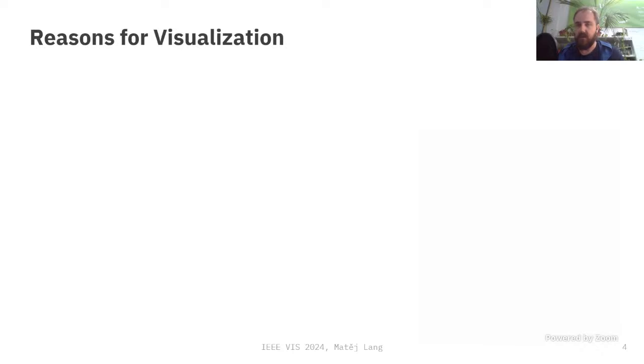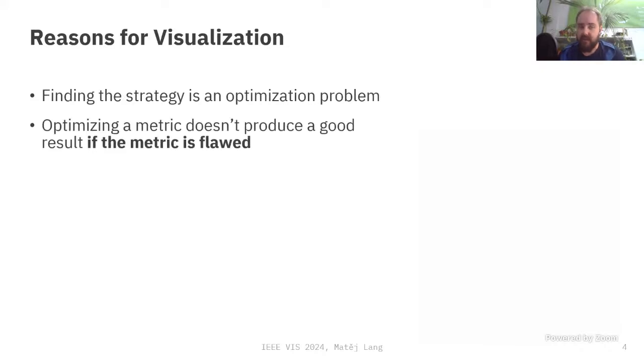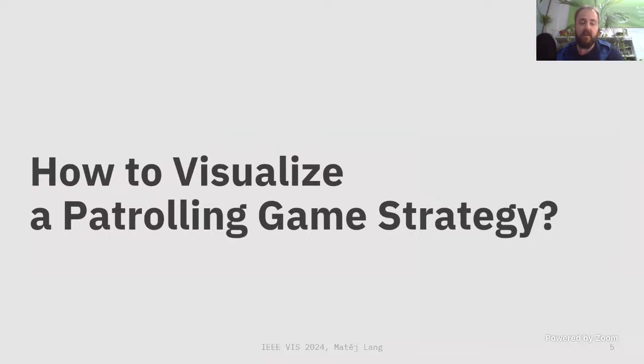Why do we want to visualize the patrolling games? The idea is that the researchers who come up with the strategies, they solve an optimization problem. They find some metric that they are trying to optimize. However, the issue is if the metric itself is flawed, then the optimized result doesn't make any sense. And to find out whether those solutions are actually good, they would need to see the result of this optimization, which is just a probability matrix. And this is quite impractical. So therefore, there is a potential for visualization. So how do we visualize the patrolling game?